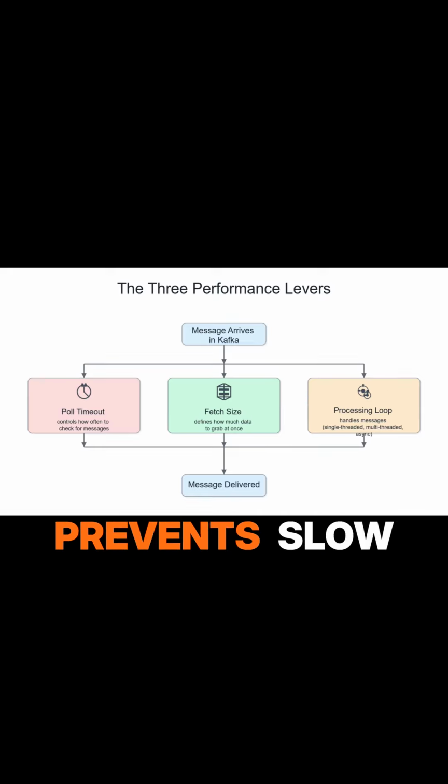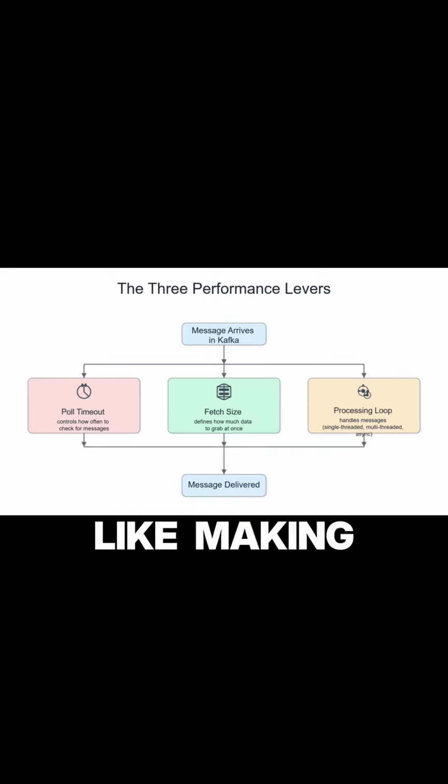Asynchronous processing prevents slow downstream operations like making an API call to send a push notification from blocking other messages in your consumer loop. This allows your consumer to continue fetching and processing new messages while previous ones are still being delivered. Mastering these three levers is fundamental to achieving high-speed message delivery.